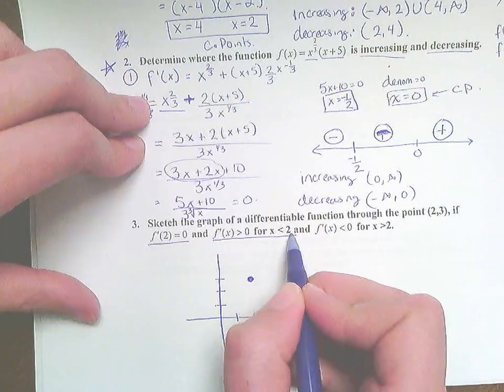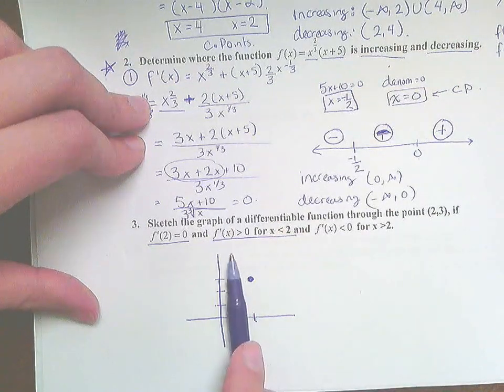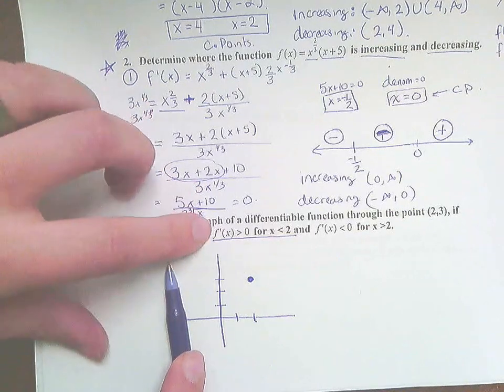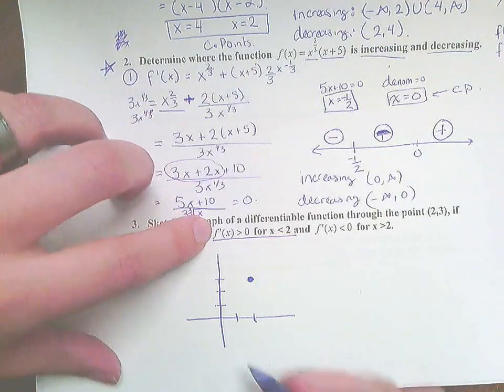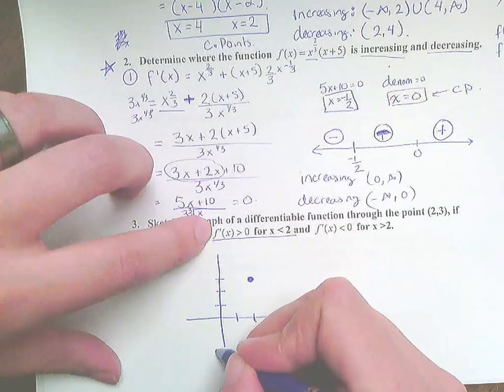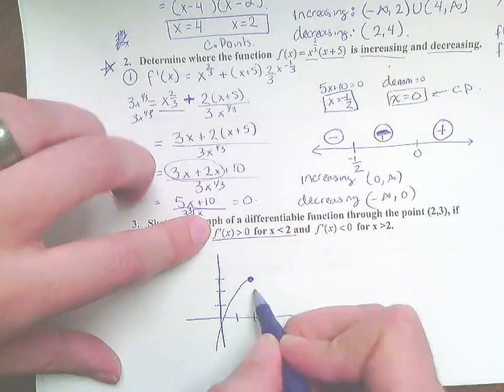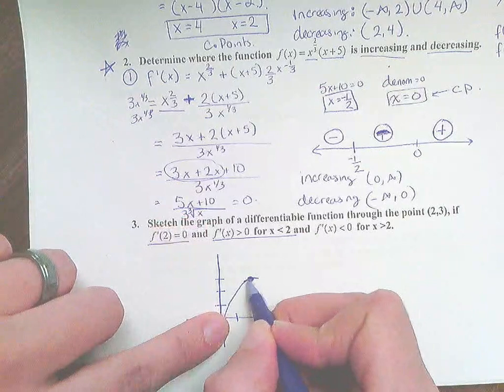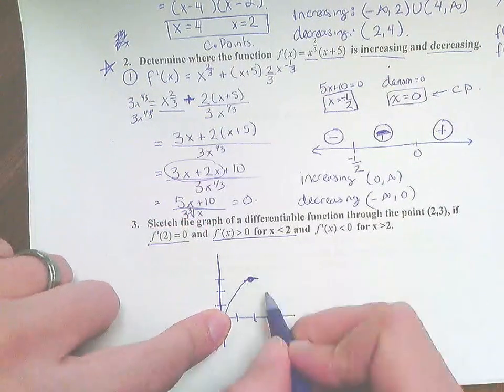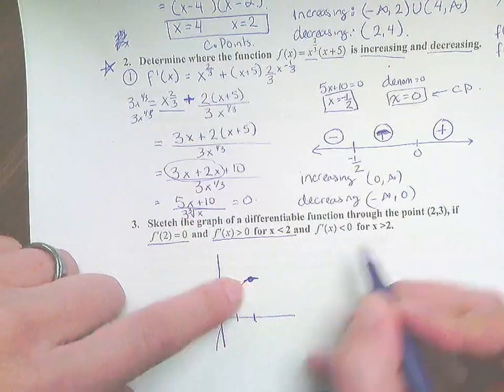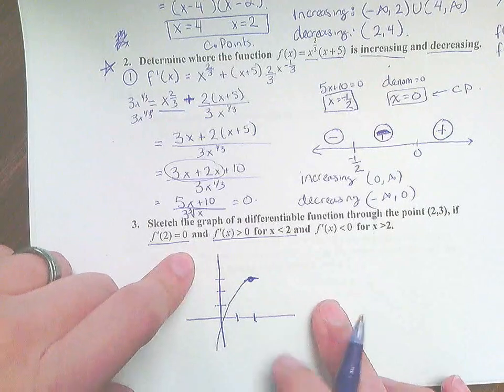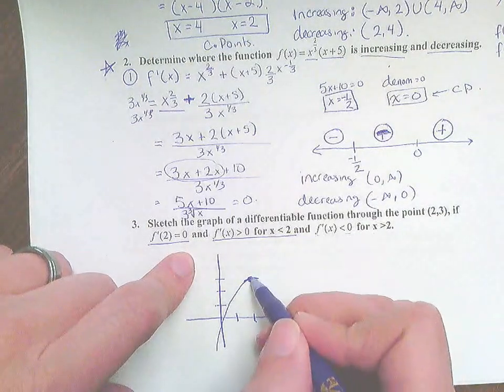This next part says whenever x is less than 2, so for all of these points on this side, the slope is positive, which means the graph is increasing to this point. And then at this point it's 0, and then when x is greater than 2, so everything after here, the slope is negative.